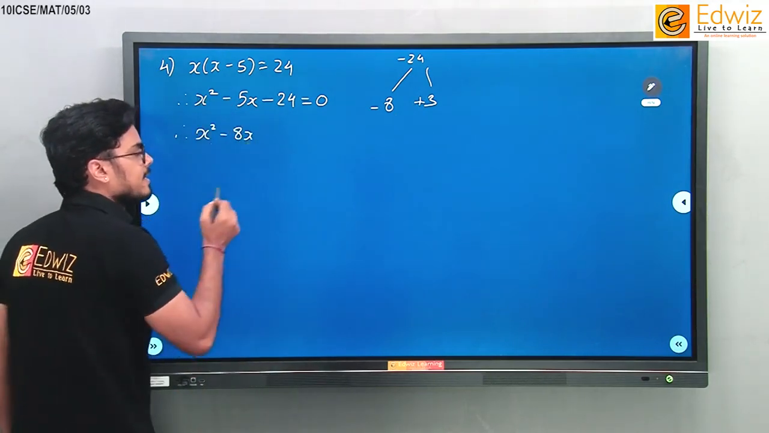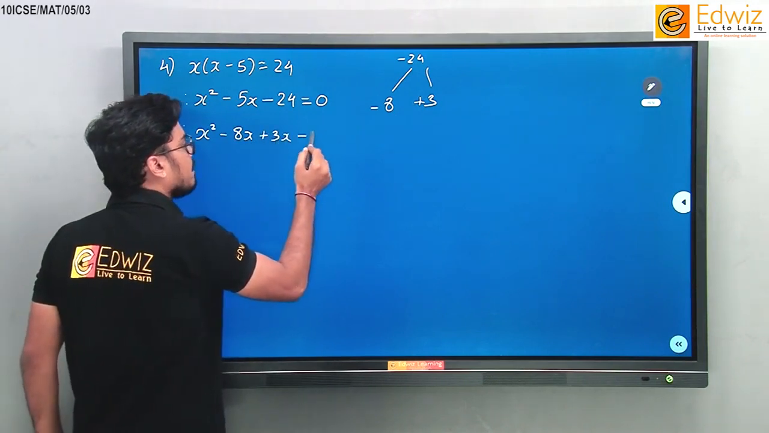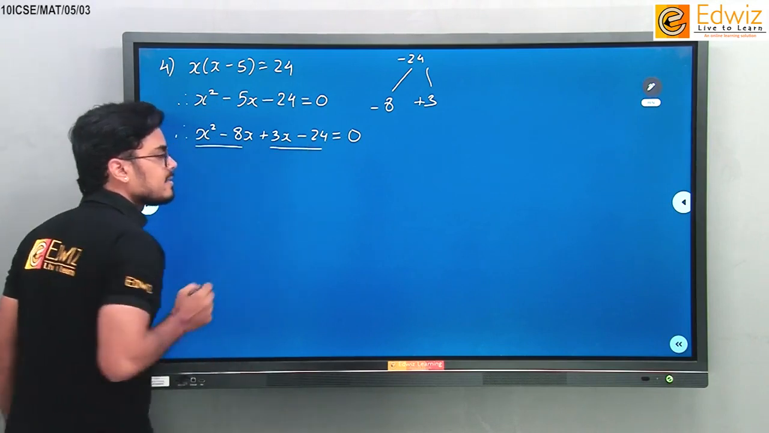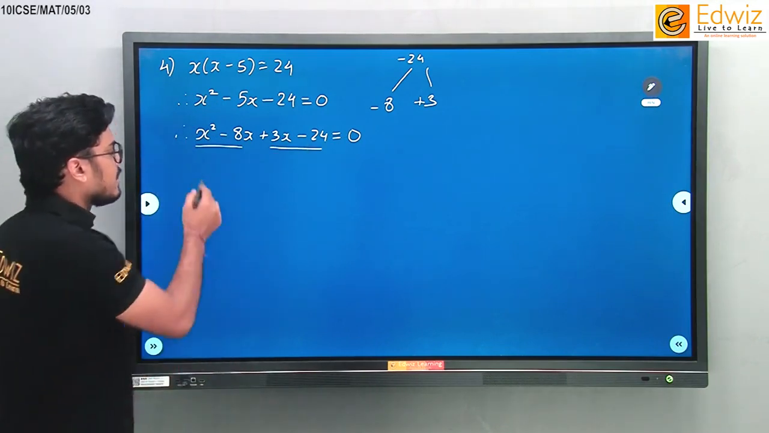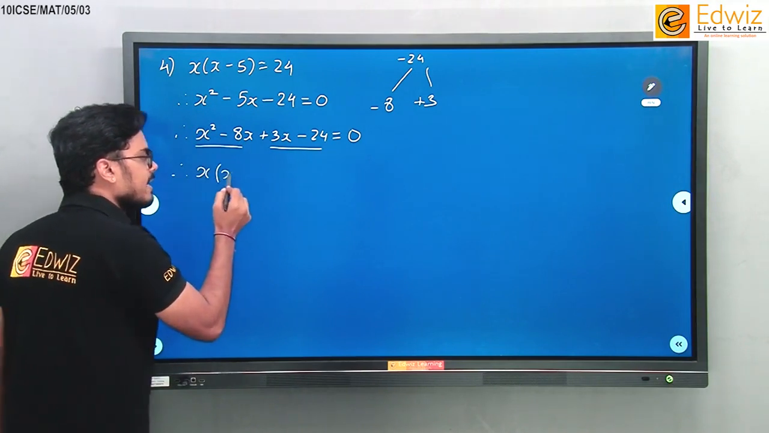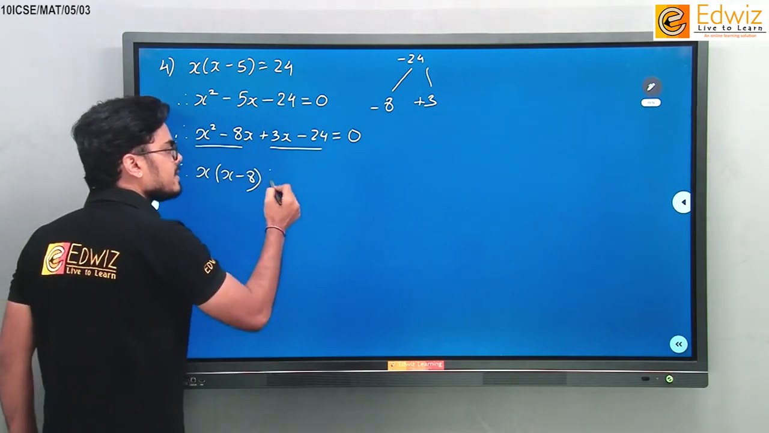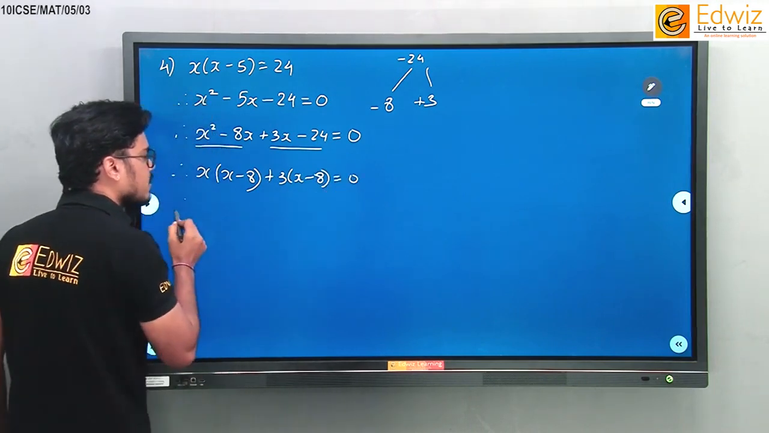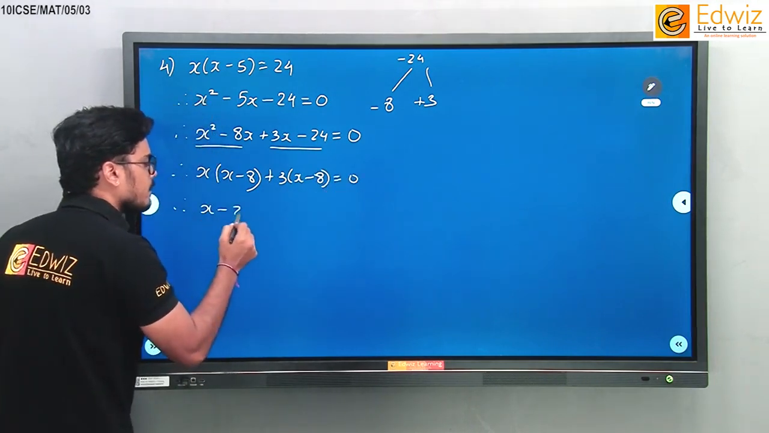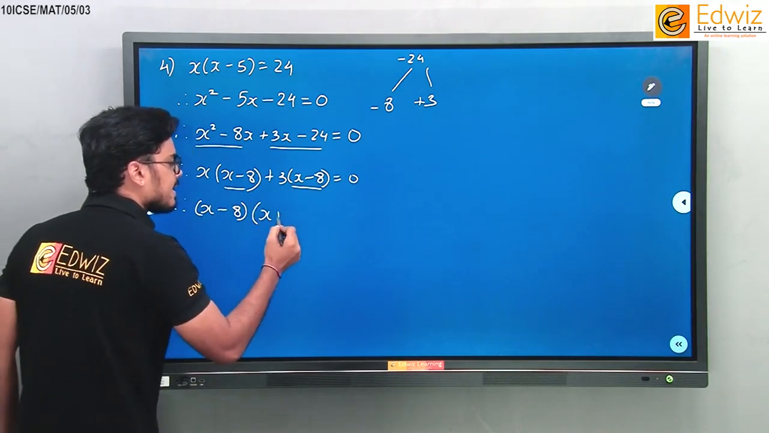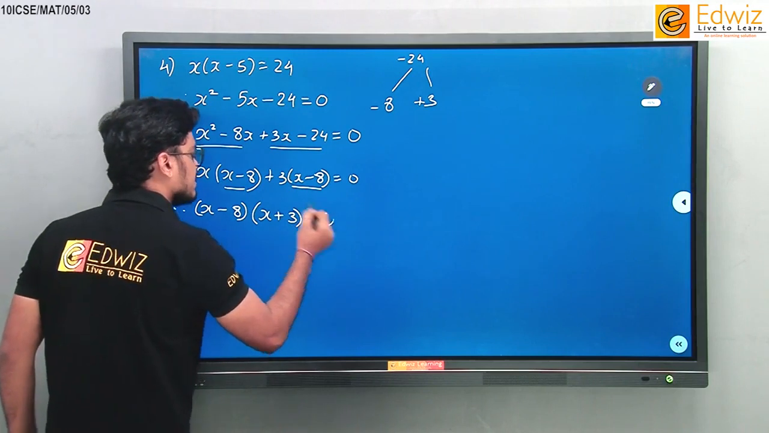You will get x square minus 8x plus 3x minus 24 equal to 0. Once again, factorize this using the grouping method. Here, the groups, as you can see, x is common. We will get x minus 8. Here 3 is common, so x minus 8 once again. Take out x minus 8 because it is common in both the places. The remaining part is x plus 3 equal to 0.